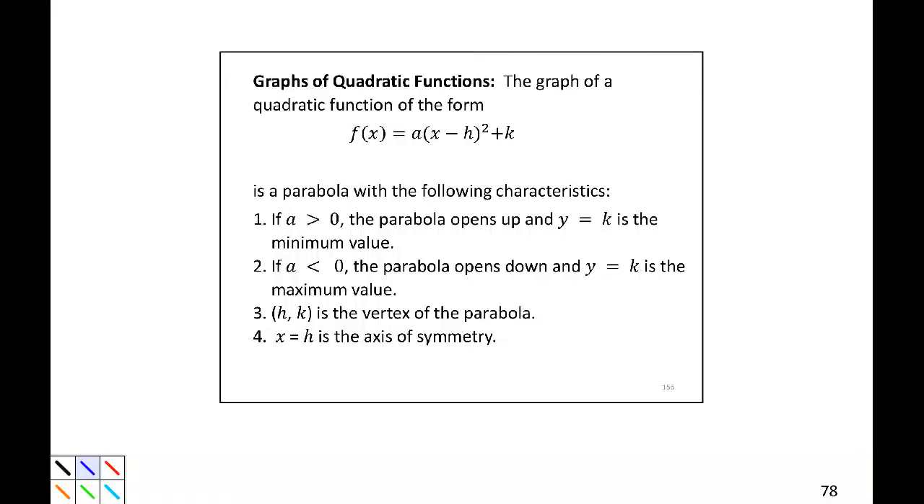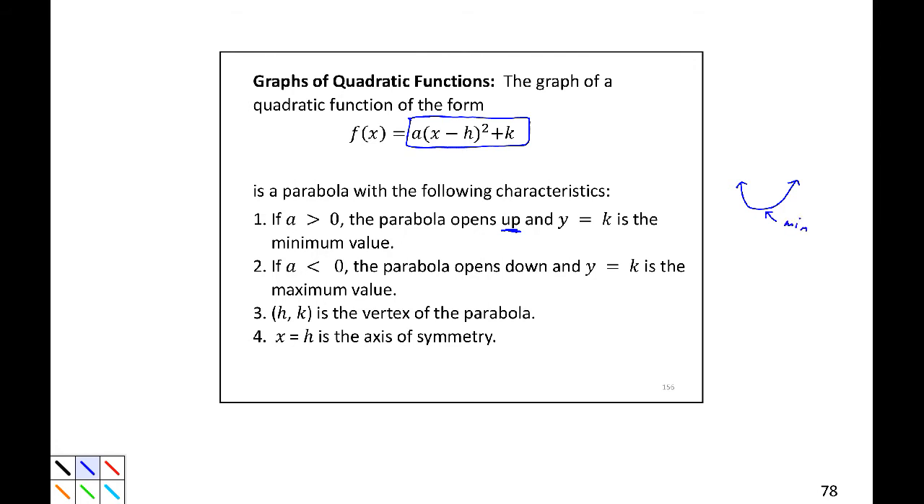We are given a quadratic function of the form a times (x minus h) squared plus k, then this is a parabola with the following characteristics. If a is greater than 0, the parabola opens up, and y equals k is the minimum value. Let's just draw a picture for this. A positive a value means that it opens up, and therefore we have a minimum value.